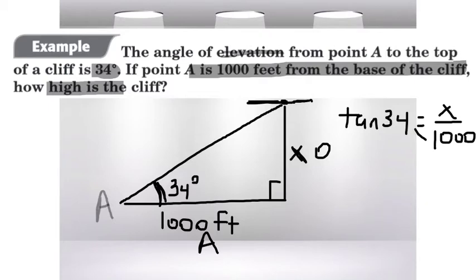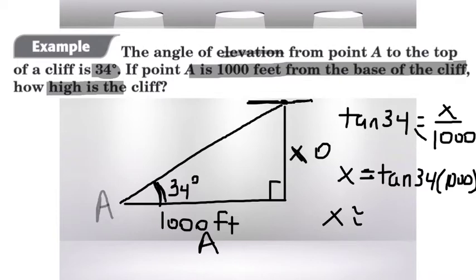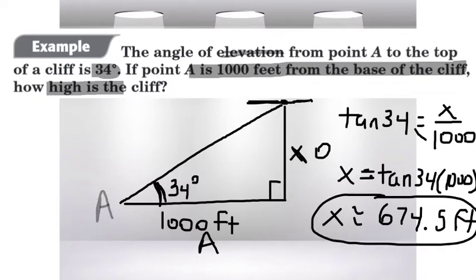Okay, and again, you'll need to get into Desmos or use your scientific calculator. Make sure you're in degrees. Okay, but again, basically it's x is equal to tan of 34 times 1,000. We can go ahead and multiply those. X is going to be approximately 674.5 feet. Okay? And that's how we would solve that problem using an angle of elevation.